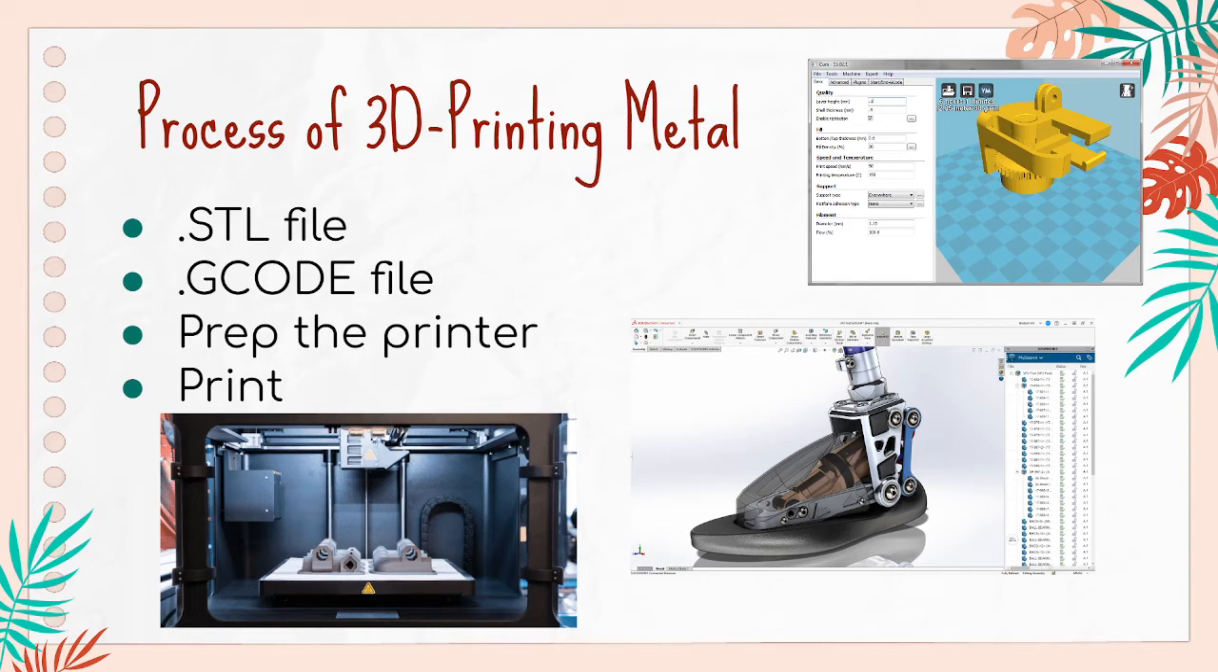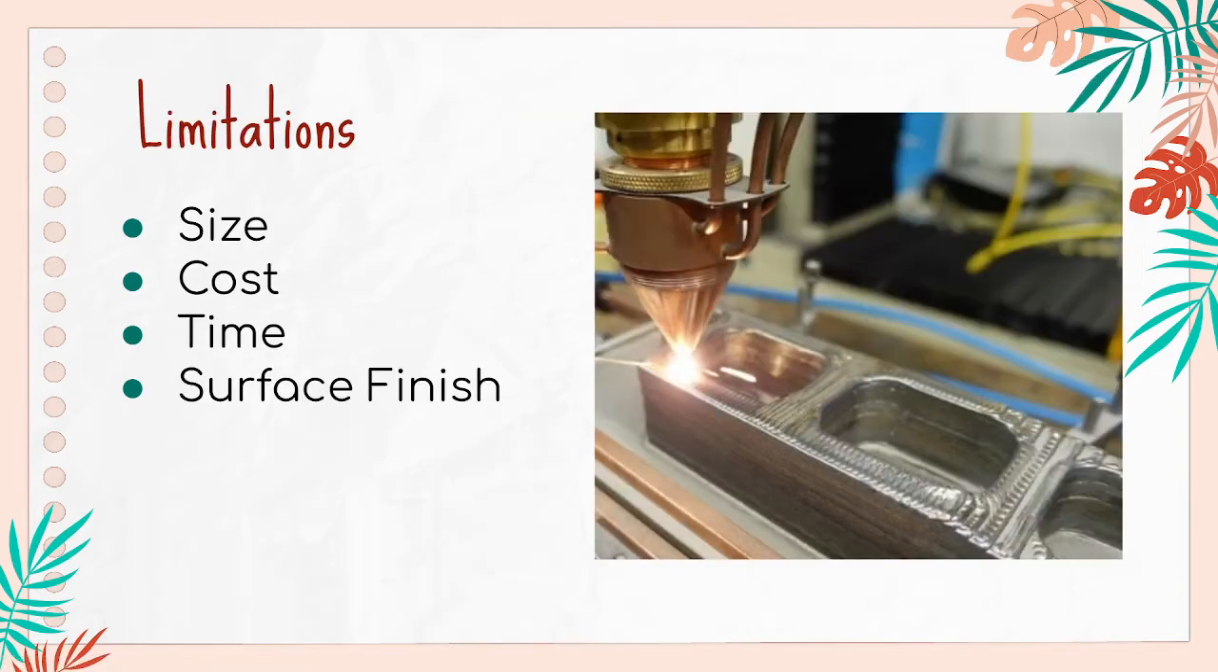And next we have limitations. So first limitation is size. Most 3D printers aren't huge, so they can't be used to make large pieces. If you want to make a really large 3D printed thing that you can't fit on the print bed, you'll have to print it in sections at a time and figure out a way to fuse that together.